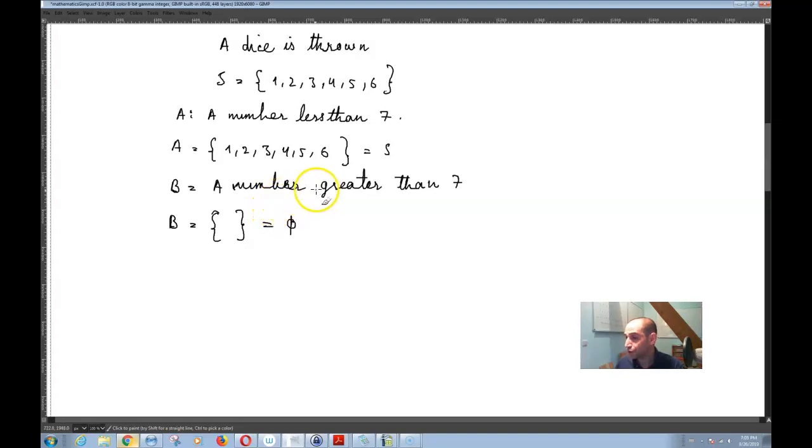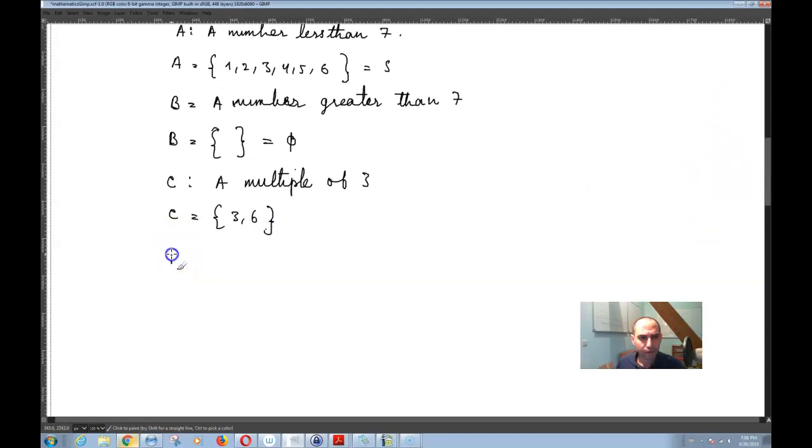Part 3 of the question is a multiple of 3. So C would be a multiple of 3, so C would be equal to basically 3 and 6. And D would be basically a number less than 4. So a number less than 4 would be 1, 2, and 3.